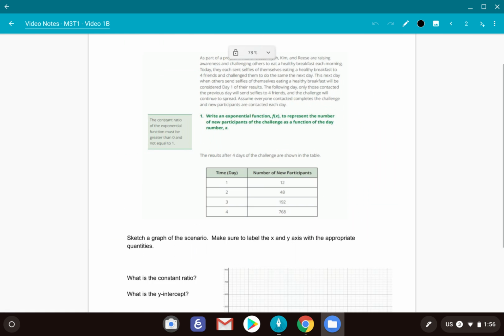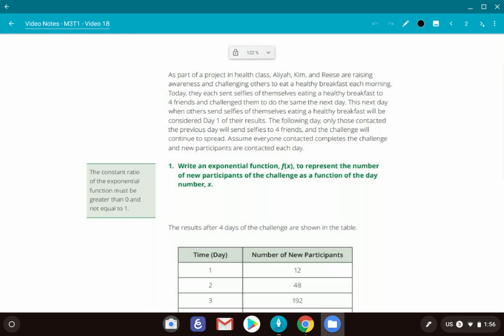All right, let's do this scenario that we have on the back. It says, as part of a project in health, Aaliyah, Kim, and Reese are raising awareness and challenging others to eat healthy in the morning. Today, they sent selfies to themselves eating a healthy breakfast to 4 friends and challenged them to do the same the next day. This next day, when others send selfies of themselves eating a healthy breakfast, will be considered day 1 of their results. The following day, only those contacted the previous day will send selfies to 4 friends. The challenge will continue to spread. Assume everyone contacted completes the challenge and new participants are contacted each day.